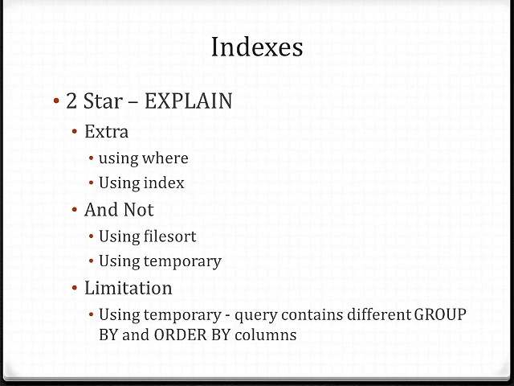In the extra, you're using either where or using index, but if it's a two-star index, you shouldn't see using filesort or using temporary. Using filesort is for order by, because you're sorting, and using temporary is for group by, correct, Stefan, so far? Okay. Stefan is quite an expert on this himself.